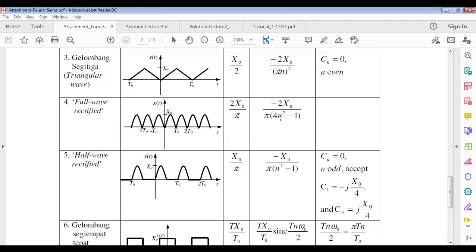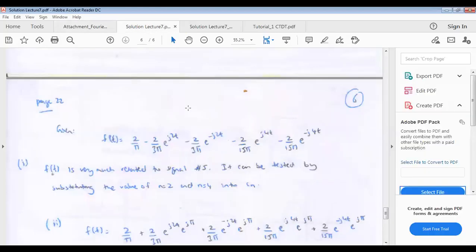And if we're having n equals to 1, it should be negative 2 over 3 pi for both n equals to negative 1 and positive 1. And if we have n equals to 2, we are supposed to get negative 2 over 15 pi, correct? Negative 2 over 15 pi for both n equals to negative 1 and n equals to positive 1. So I believe that for this example, the given function ft here is related to signal number 4. Signal number 4, okay?